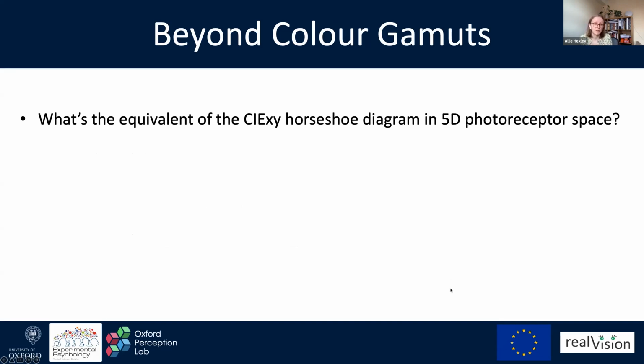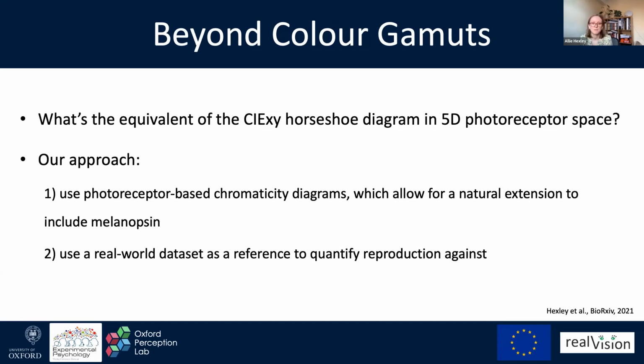And such metrics are going to be really important for informing future display design, and particularly primary choice. So which primaries do you choose to maximize performance of your multiple primary displays? But there's no obvious equivalent to a color gamut or the CIE-XY horseshoe diagram in 5-dimensional photoreceptor space.